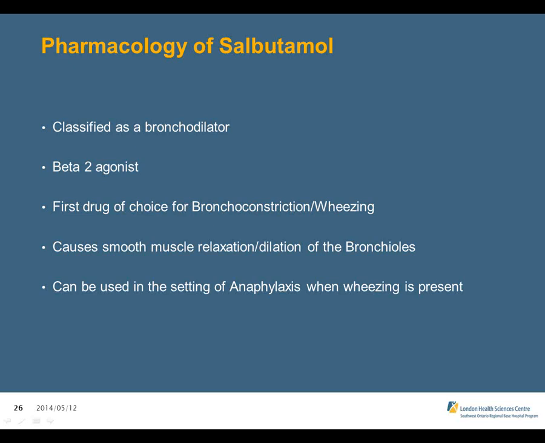So again, Ventolin is classified as a bronchodilator, and this is based on its beta-2 receptor agonist properties. It's the first choice of drug for bronchoconstriction and wheezing in your asthmatics, but in terms of anaphylaxis, your first choice is going to be IM epinephrine followed by Ventolin. It causes smooth muscle relaxation to the bronchioles, helping with the wheezing and bronchoconstriction, and again, can be used in anaphylaxis when wheezing is present.